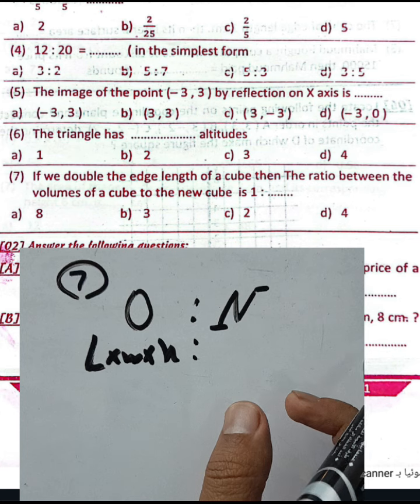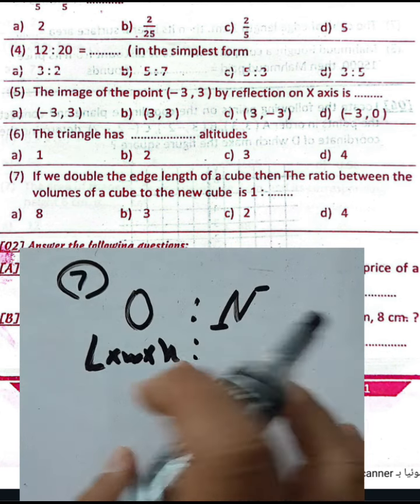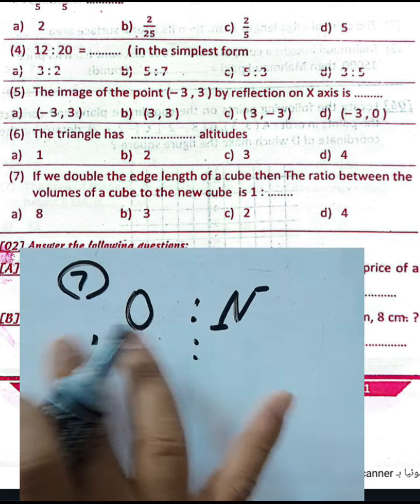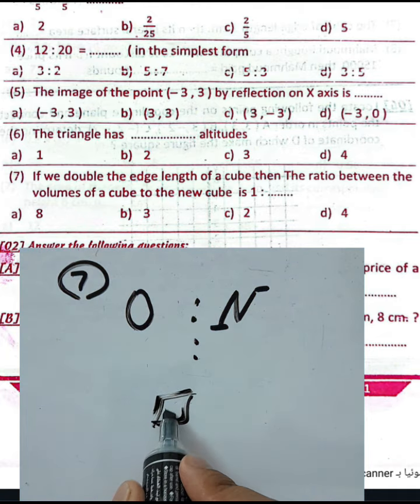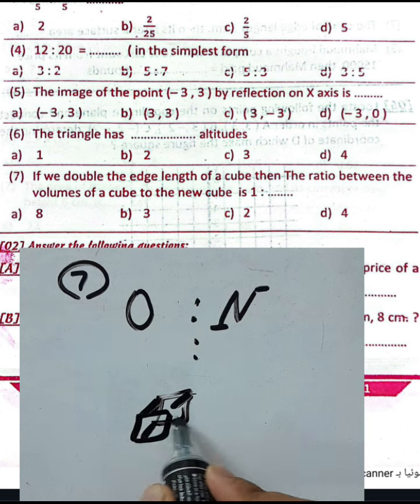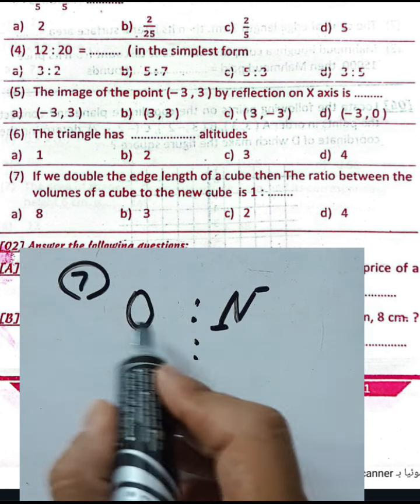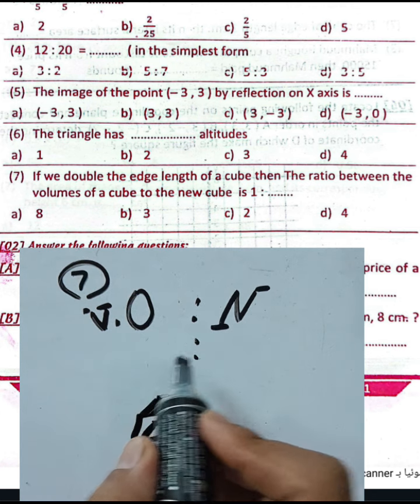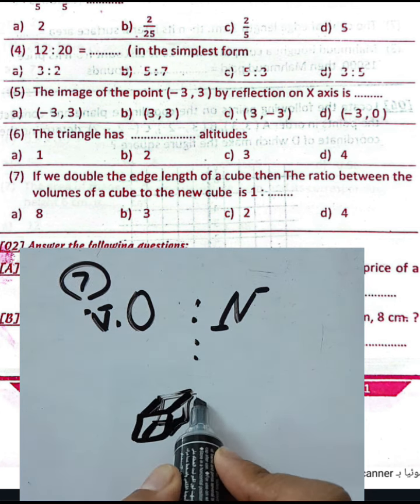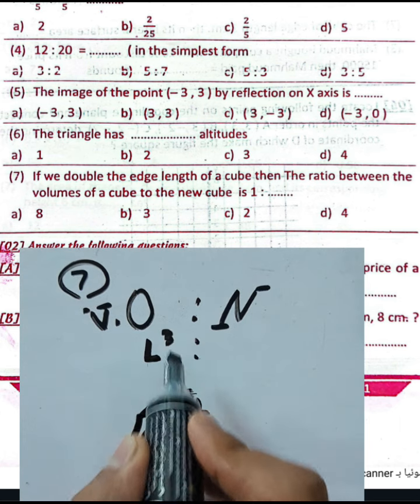Is it a cube or a cuboid? It's a cuboid: length times width times height. But if we have a cube, then length equals width equals height. Then the volume of the original cube will be the side cubed. The side here will be L, so it will be L to the power 3.